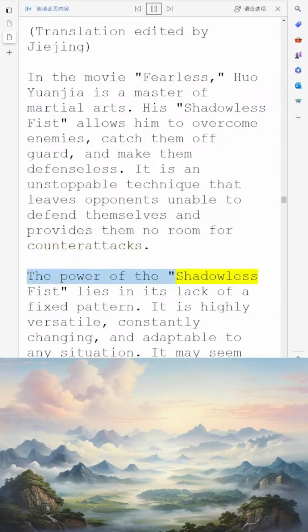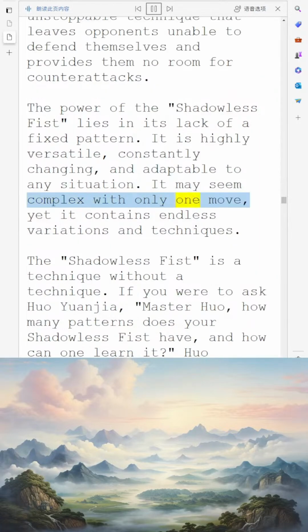The power of the shadowless fist lies in its lack of a fixed pattern. It is highly versatile, constantly changing, and adaptable to any situation. It may seem complex with only one move, yet it contains endless variations and techniques. The shadowless fist is a technique without a technique.